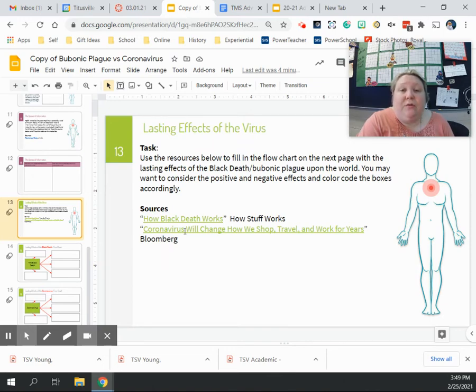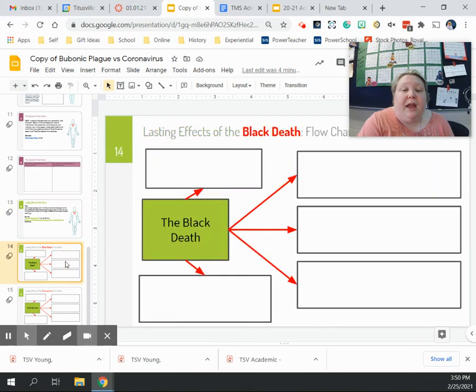Finally, last but not least, we're going to talk about the lasting effects of the virus. Again, there are 2 different articles that you're going to look at, and you're going to look at a flow chart of the lasting effects of both Black Death and then the coronavirus. So typing right directly in those boxes, what are five things that were lasting impacts of the Black Death, and what do they anticipate being five things that will live on after we see the coronavirus die back a little bit more.